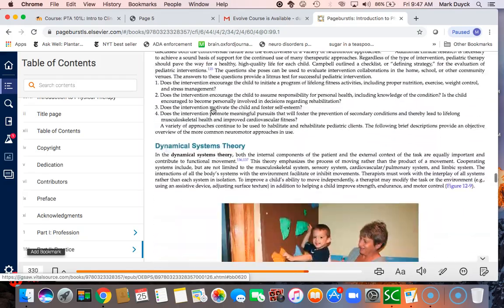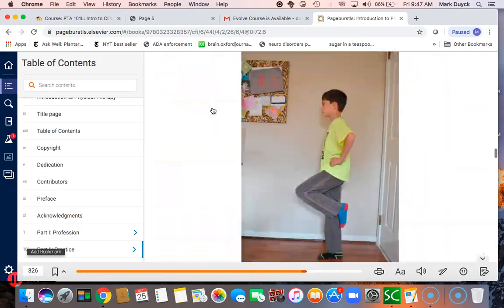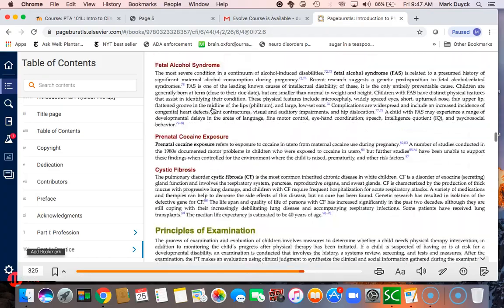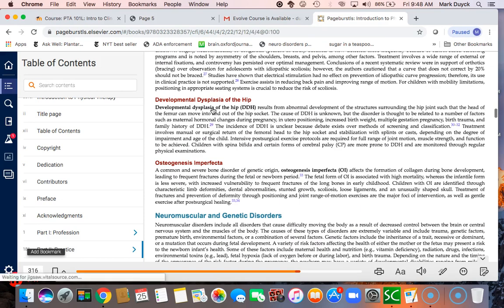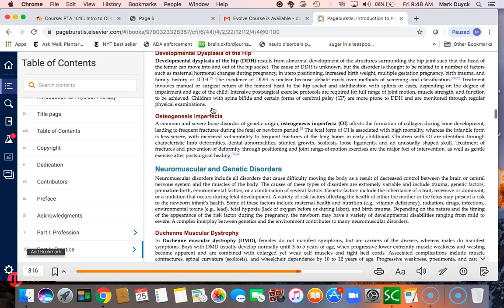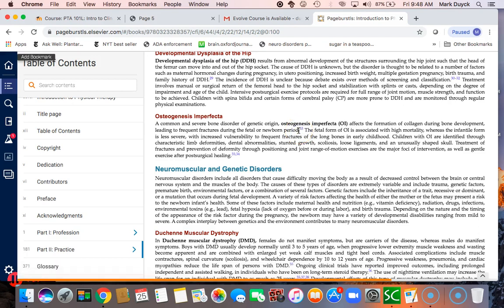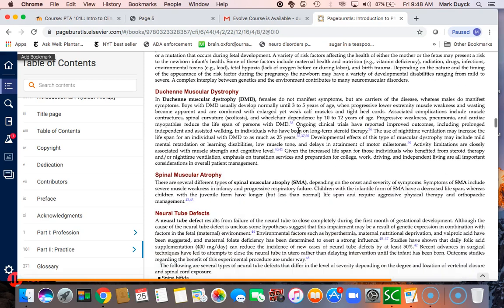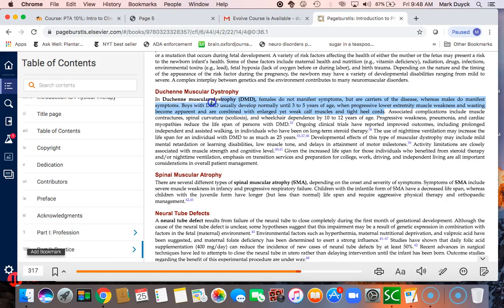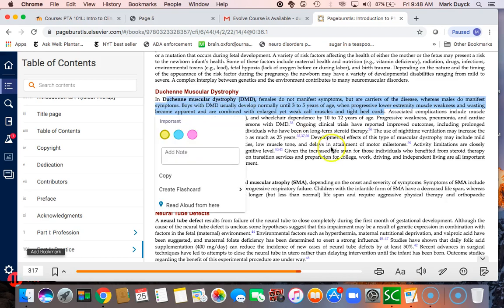And then after developmental hip dysplasia, we're going to move on to osteogenesis imperfecta. It's up to the basic definition. And then again to neurodevelopmental health conditions, Duchenne's muscular dystrophy. And that basic definition is what I want you to know.